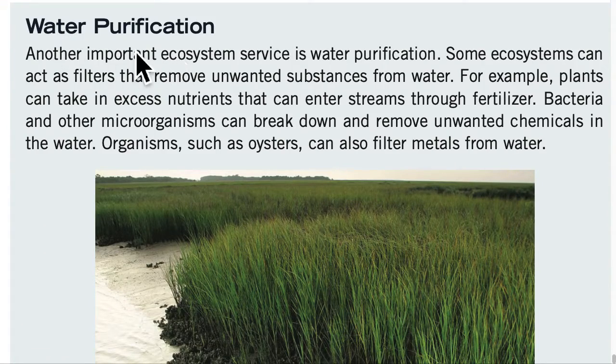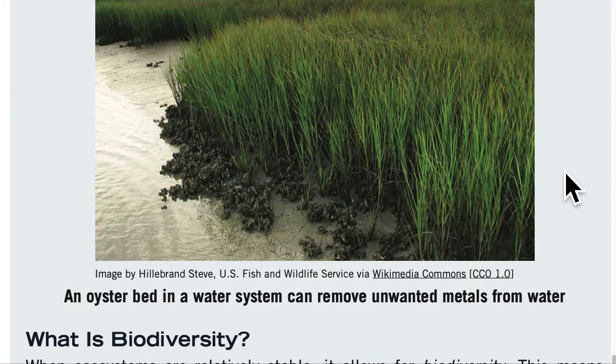Water purification. Another important ecosystem service is water purification. Some ecosystems can act as filters that remove unwanted substances from water. For example, plants can take in excess nutrients that can enter streams through fertilizer. Bacteria and other microorganisms can break down and remove unwanted chemicals in the water. Organisms, such as oysters, can also filter metals from the water. An oyster bed in a water system can remove unwanted metals from water.